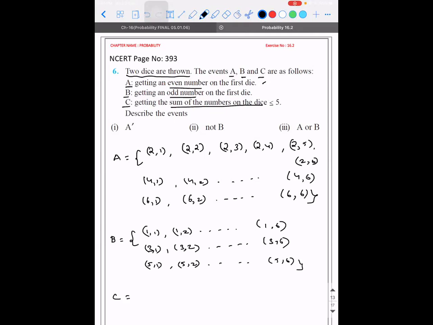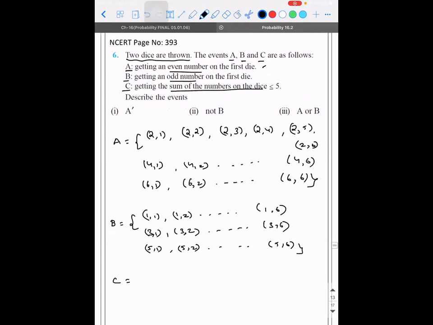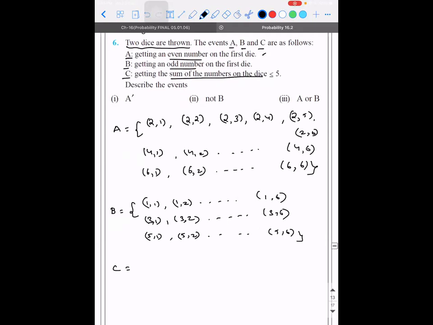Next, C is getting the sum of the numbers on the dice to be less than or equal to 5. What about 1,1? Yes, sir. 1,1; 1,2; 1,3; 1,4. 2,1; 2,2; 2,3. 3,1; 3,2. And 4,1.